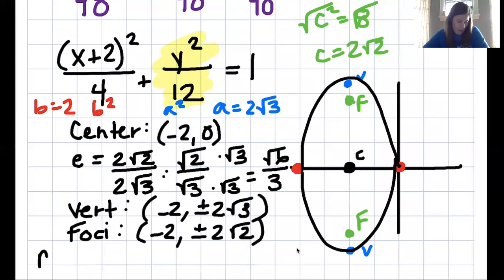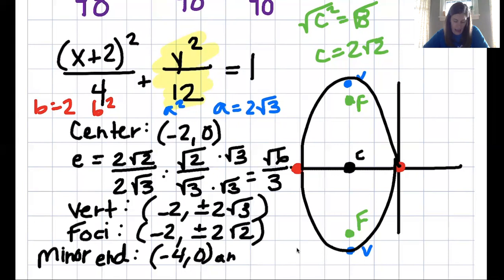Okay. And then if you wanted to list your minor endpoints, or minor vertices, we can easily identify those because we just counted 2 left and right from -2. So we're at -4, 0, and 0, 0, the origin. Okay.